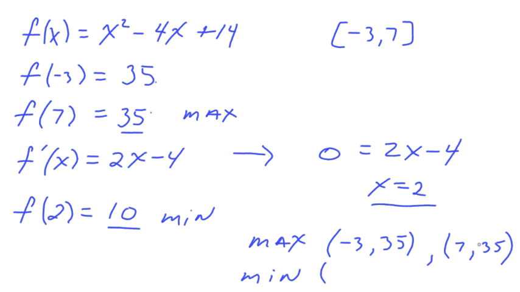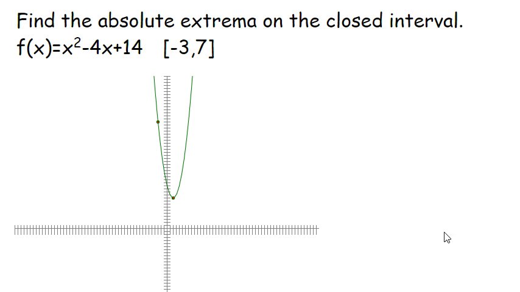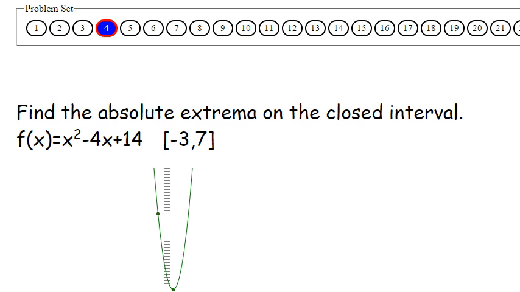That's not correct. We have two maximums, and then we have a minimum, and that would be 2, 10. Okay, so I might need to make a correction on the web page here. But we have two absolute maxes and one minimum. So I know this is correct, but I need to go ahead and add that other one in there. That correction will be made before I roll this out.